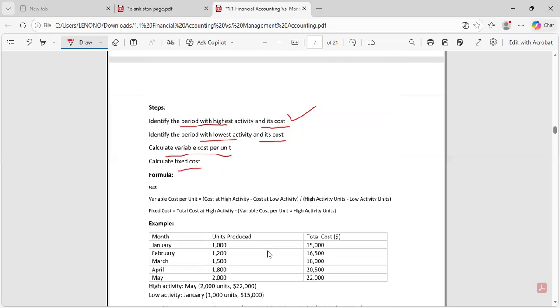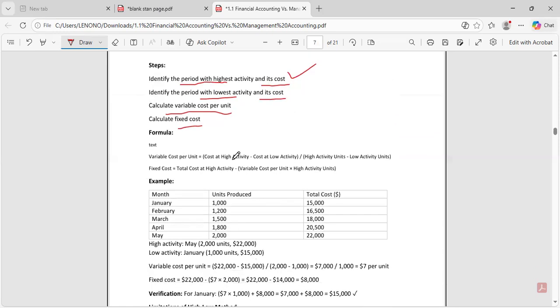All right, so how do we go about this? We're going to have an example here. The formula involved: the variable cost per unit is the cost at the highest level minus the cost at the lowest level, divided by the highest activity units minus the lowest activity units.